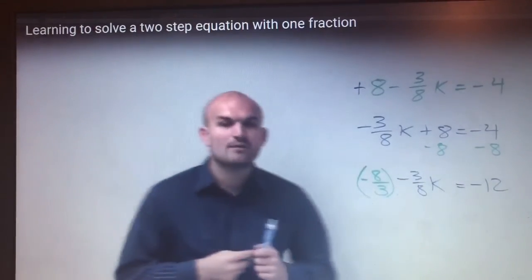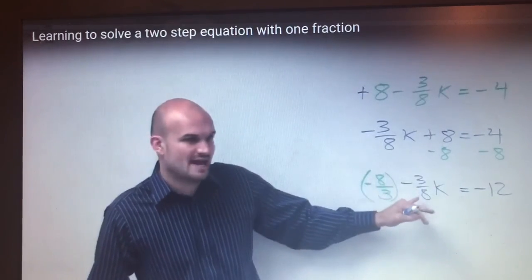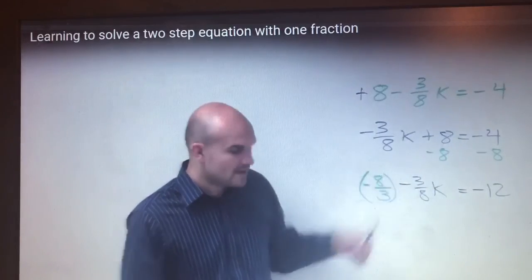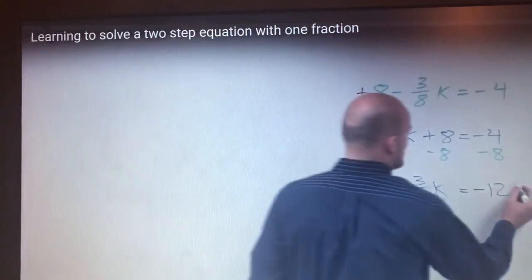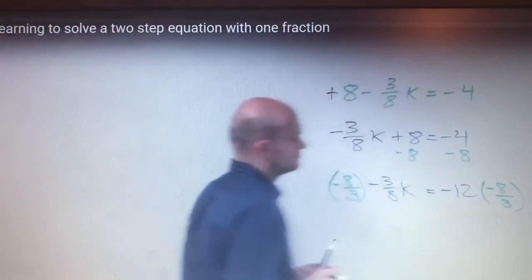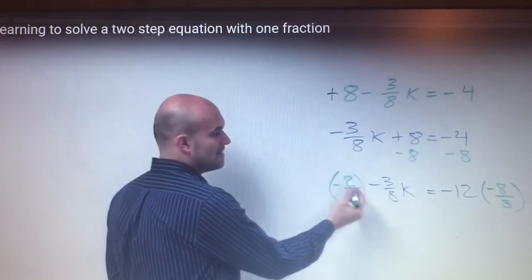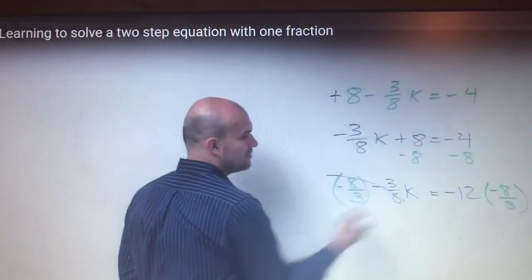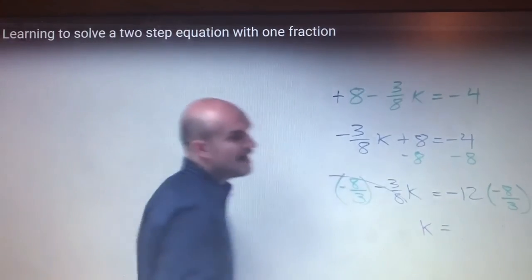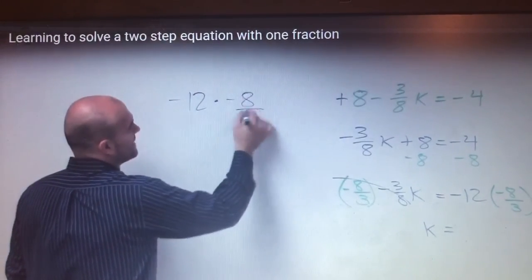The reason I want to make this negative is because if I just multiply by 8/3, I'm going to have a negative k. And I don't want to solve for negative k, I want to solve for k. So I'm going to multiply by a negative fraction on both sides. Therefore, any number multiplied by its reciprocal equals 1. 1 times k is just k. Now we need to do negative 12 times negative 8 over 3.